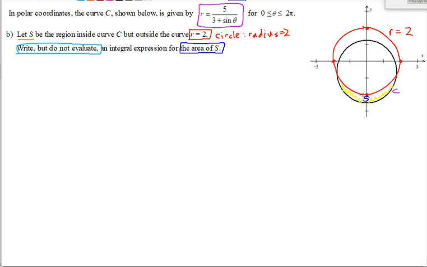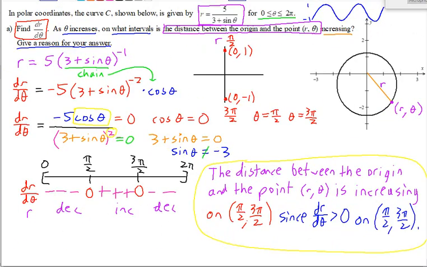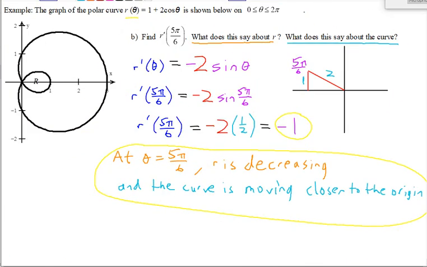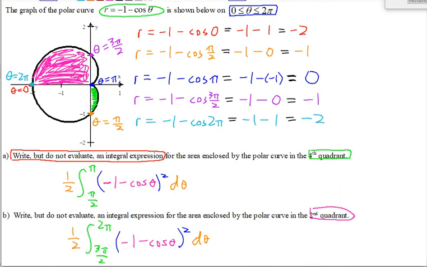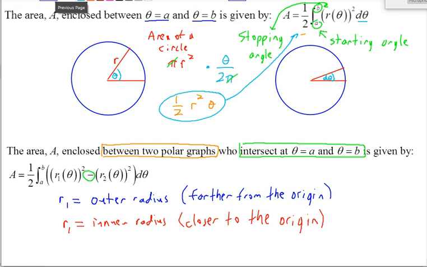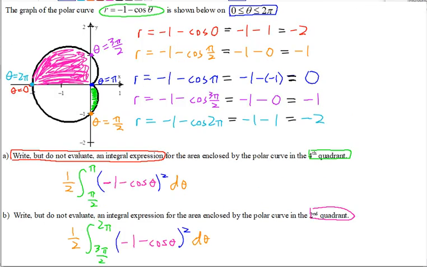So notice this area, sometimes we just have one polar curve, but this one is in between two polar curves. In which case we've got to use the formula here that kind of looks like the disk method, although it's not the same because it's area, not volume. But it's really this one right here. It goes between two polar graphs. Still have the 1/2 out in front, the starting angle and the stopping angle. But you have the outer radius, r1 squared, minus the inner radius, r2 squared. And the outer radius is the one that's farther from the origin, the inner radius is the one closer to the origin. So let's see if we can find r1 and r2 for this graph.